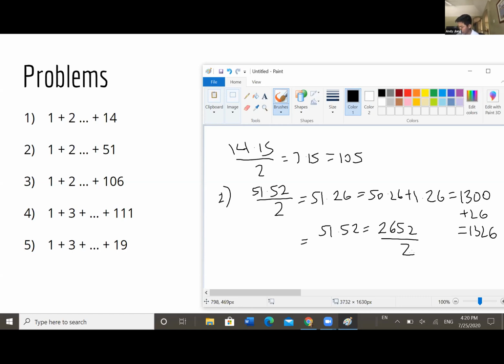So how did I get this number again? Just a quick recap. I did 2500 plus 3, so I added those together. 3 times 50 plus 1 times 2. So that's how I got 2652. So I'll get rid of that. And then I divided this number by 2 to get 1326. So many ways you can do this again.